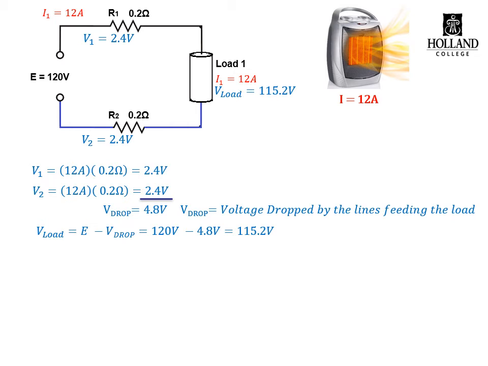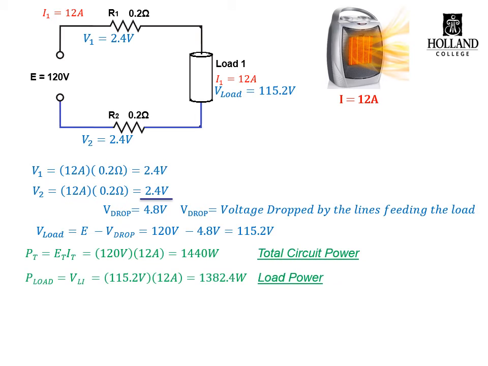Now that we have the voltage to the load, we can calculate all the powers for the circuit. The source voltage of 120 volts has to supply 12 amps. So the source has a total circuit power of 1440 watts. The load power can be calculated from the load voltage multiplied by the current, which in this case gives us 1382.4 watts. How much power is coming in from the source, 1440, is different from how much power our load is actually dissipating, 1382.4.